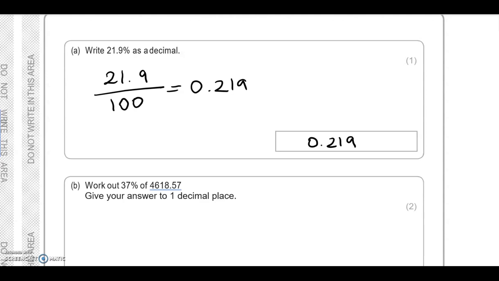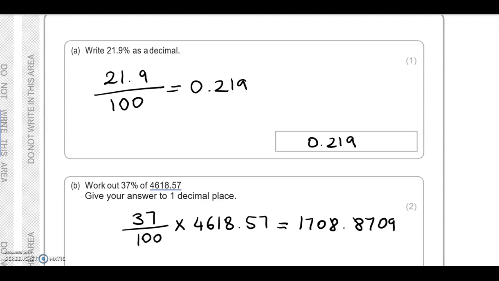Work out 37% of 4,618.57. Give your answer to 1 decimal place. So 37%, 37 out of 100 of 4,618.57. If we input this into the calculator, we get 1,708.8709. So we're going to round it to 1 decimal place. That means we're going to round up, so this becomes 1708.9.